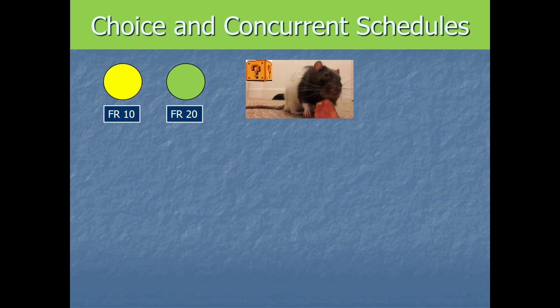So think for a moment, you might pause the video if you don't remember and think through what an FR10 schedule is, what an FR20 schedule is, and which is better. Both of these give the same treat, but in this case, one of them only takes 10 lever presses. The other takes 20, like twice as much work for the same payoff. So what do you expect to happen? What do you expect this rat's behavior to be?